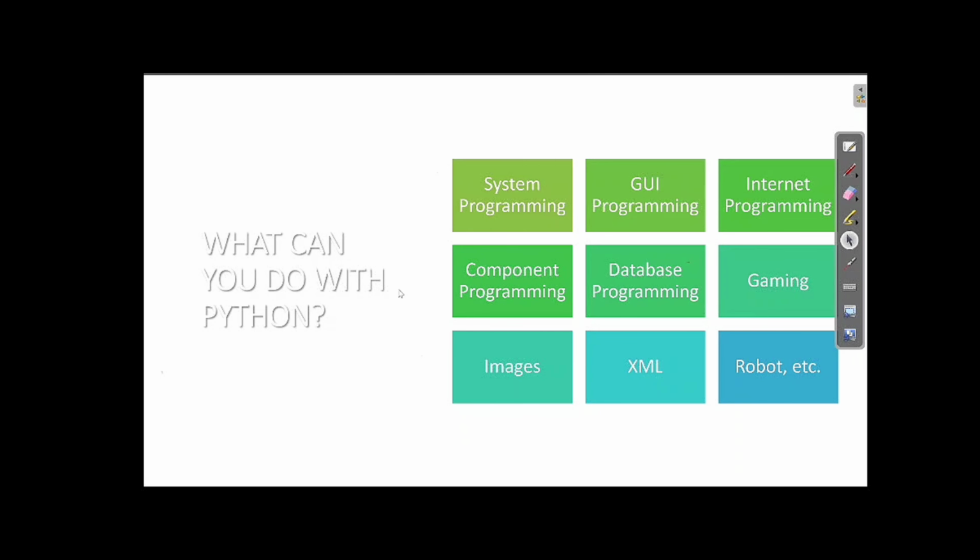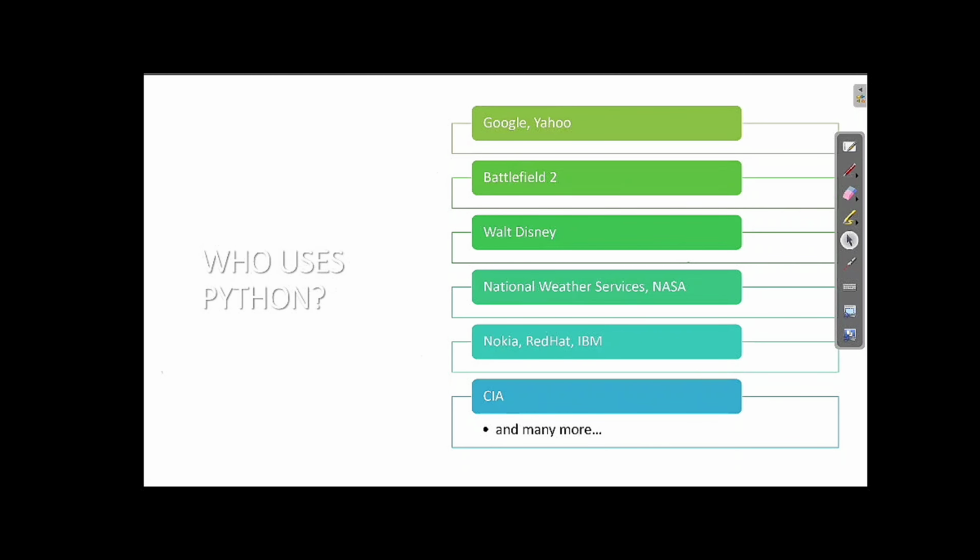So now, what can we do with Python? We can create system programming, we can create graphical user interfaces, we can do internet programming like cloud-based services such as AWS and other things. We can do component programming, we can create databases, we can create gaming applications, we can deal with images, XML and robots. So we can do multiple things using the Python programming language that we have already discussed. Python is a very widely used programming language nowadays.